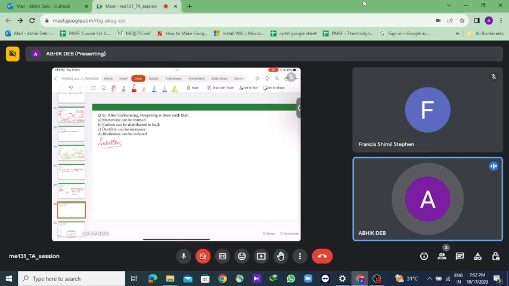Okay, just a minute. No, the correct option is applying coating on the damaged surfaces. Okay, so just give me a minute. I will explain this.